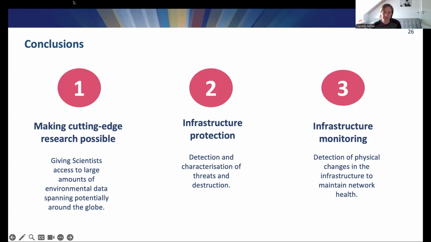And on top of that, we have theme number 3, infrastructure monitoring. NRENs want to be able to detect physical changes in their infrastructure for network health, to ensure that the traffic is running as it should without any disruptions. And if there are disruptions, they want to know where the problem is and fix it as fast as possible.